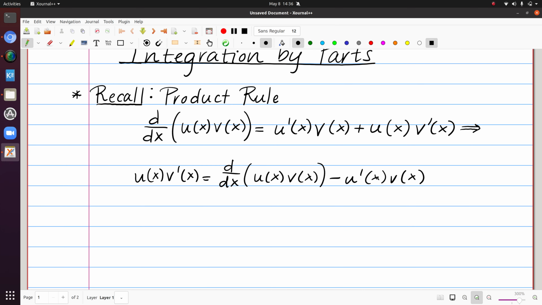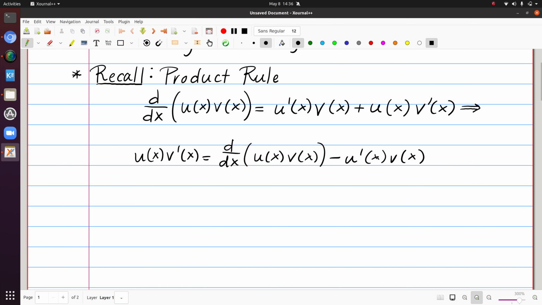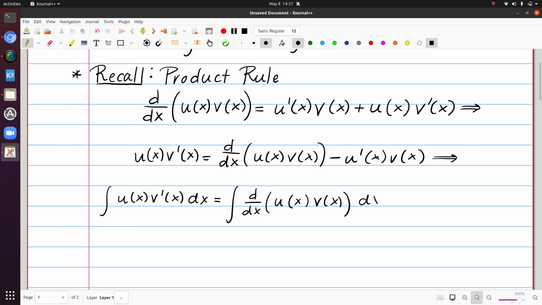Then what we can do is take the integral of both sides of this expression. And that tells us that the integral of u times v prime should equal the integral of the right-hand side. I am going to split that up into the difference of two integrals using my integration properties. So we get the integral of the derivative of u times v minus the integral of u prime times v.